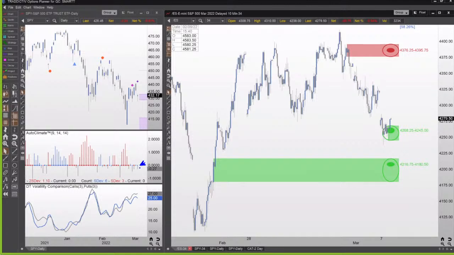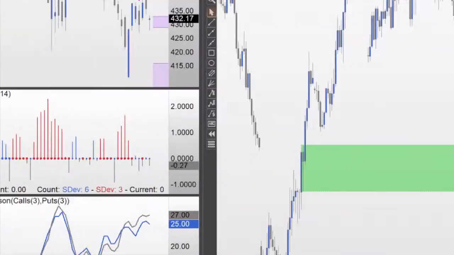But the climate is unconfirmed. Unconfirmed means the dot is thin. If I zoom in, you will see the difference.